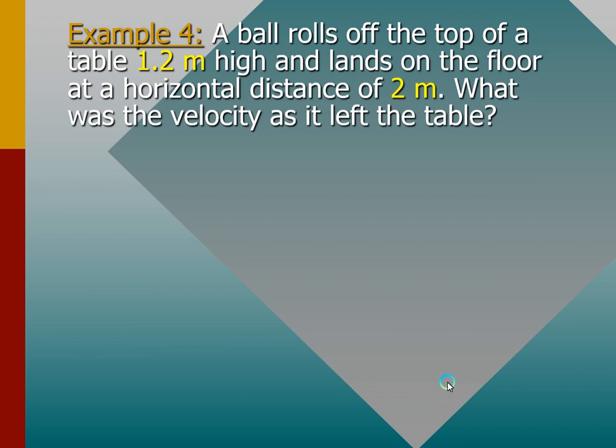Okay, next one. A ball rolls off the top of the table, which is 1.2 meters high, and lands on the floor at a horizontal distance of 2 meters. What was the velocity as it left the table? This time, we know the y max, or our height, which is 1.2 meters. And we are given the horizontal distance of its movement. What we are looking for now is its initial velocity.